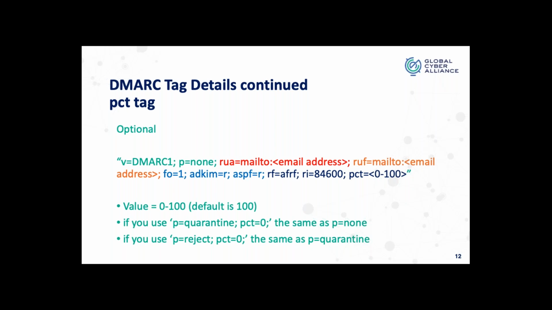Personally, I don't really recommend using the PCT tag, because if you're going up to quarantine or reject, there's a reason why you're doing it. You might as well just stick to 100%. But there's a caveat to take into account. If you put in the policy level of quarantine and your percentage value is 0, that's the same as p equals none. There's no difference. Same thing for reject: if your percentage level is 0, that's quarantine. So you might as well just state p equals quarantine at 100%.